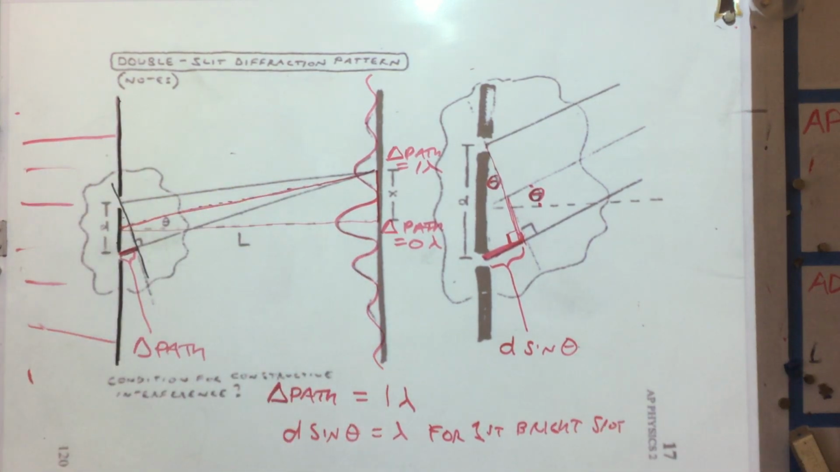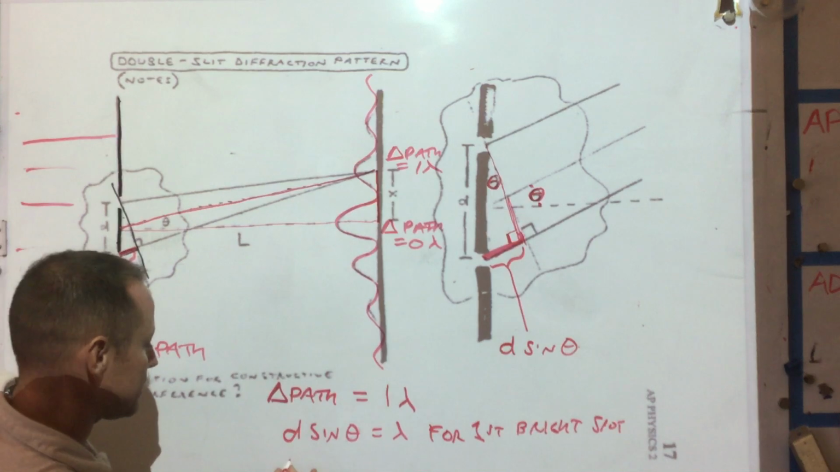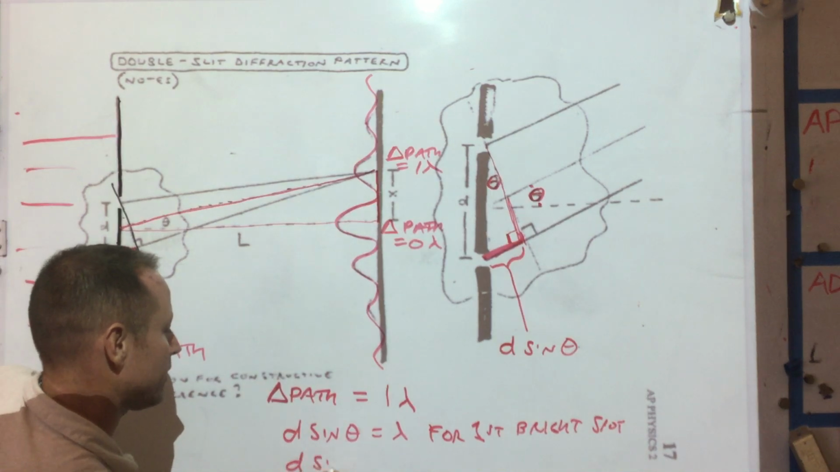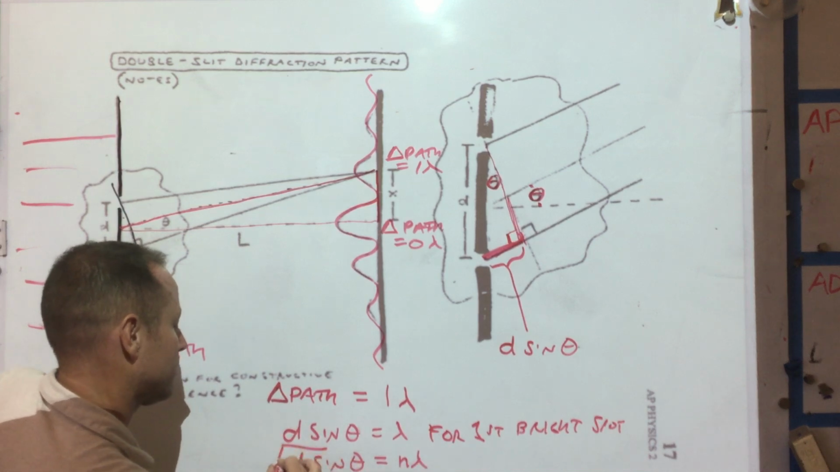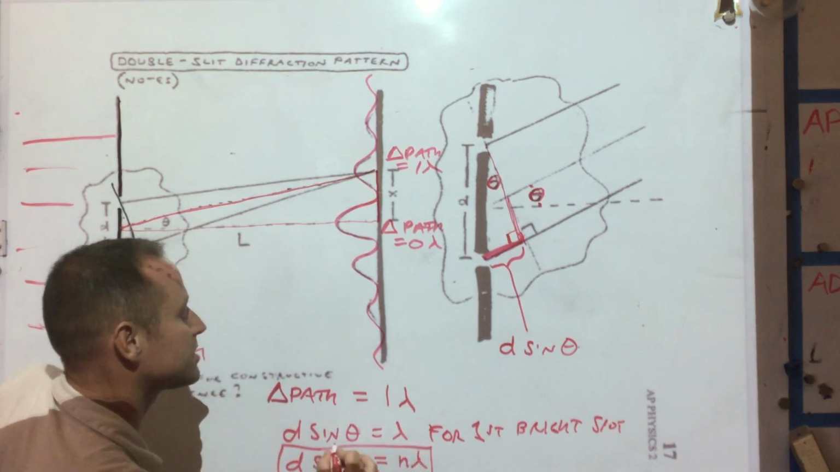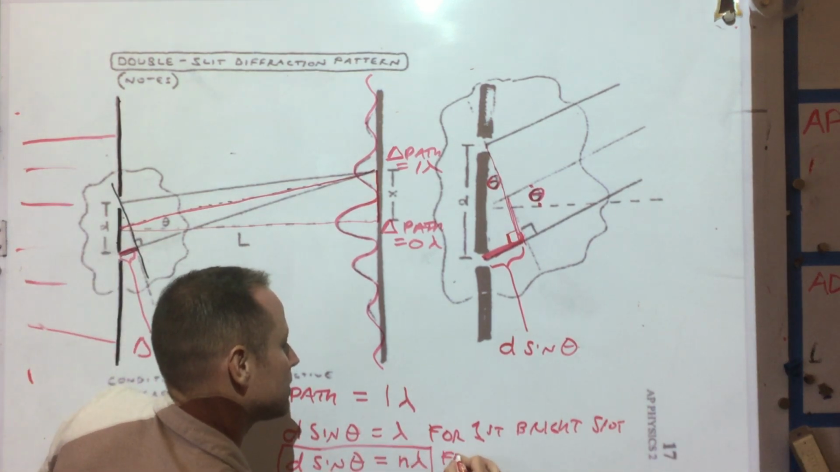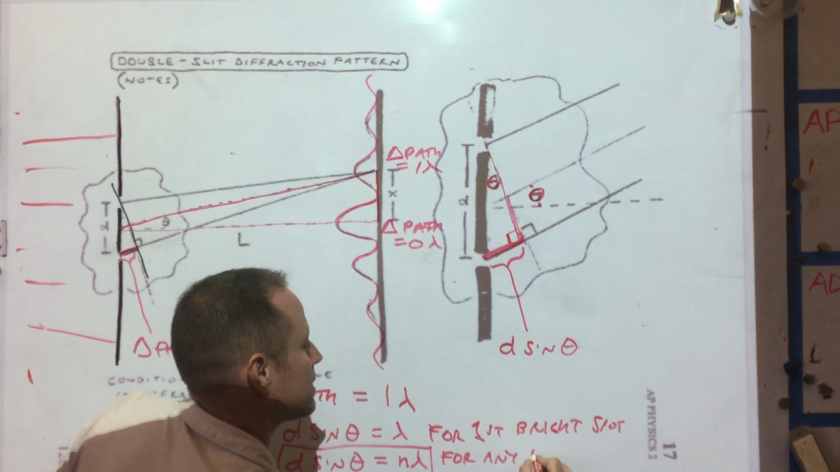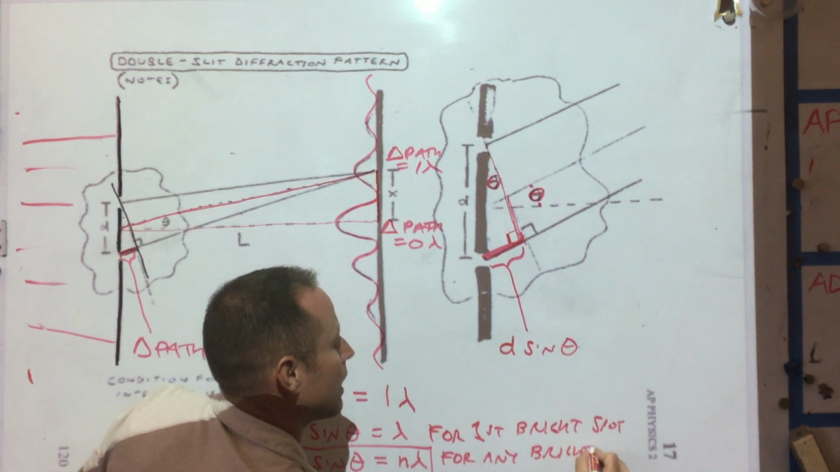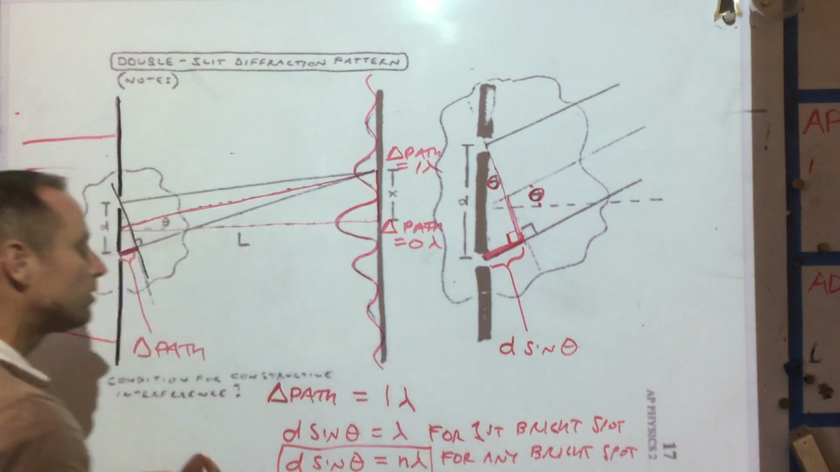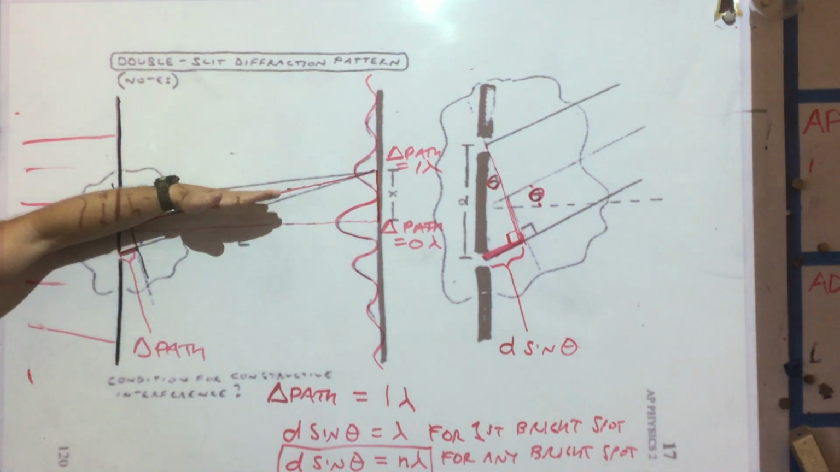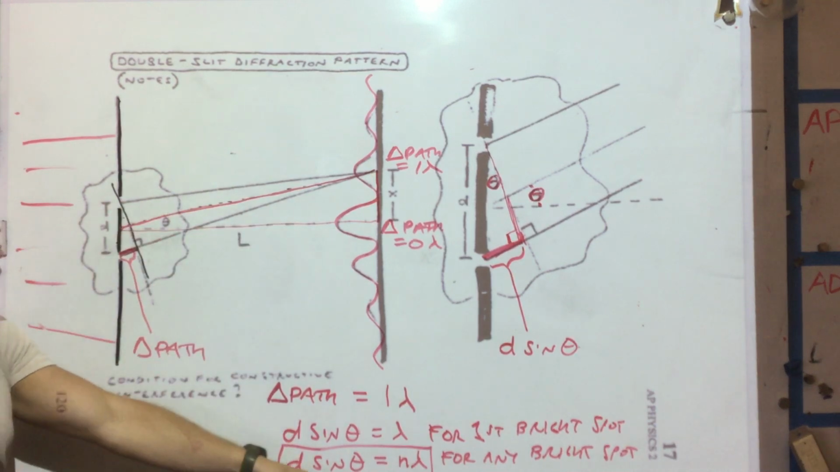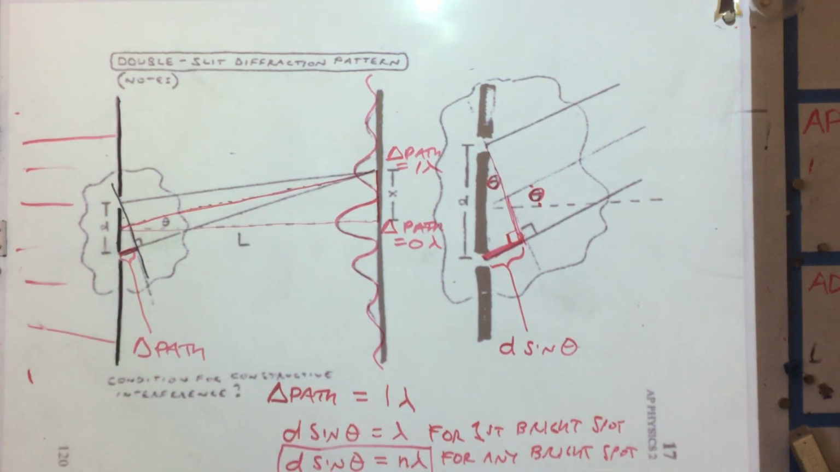And so if you want to find any bright spot, it's going to be D sine theta equals n lambda, where n is 0, 1, 2, 3. So this is for any bright spot, right, including the central one. If n equals 0, you're here, your angle here would be 0 degrees. So this equation is actually also true for that point.